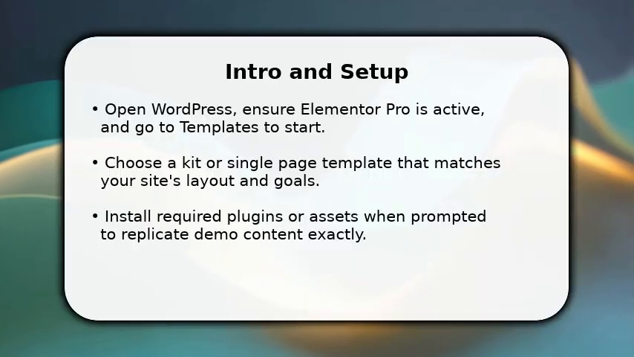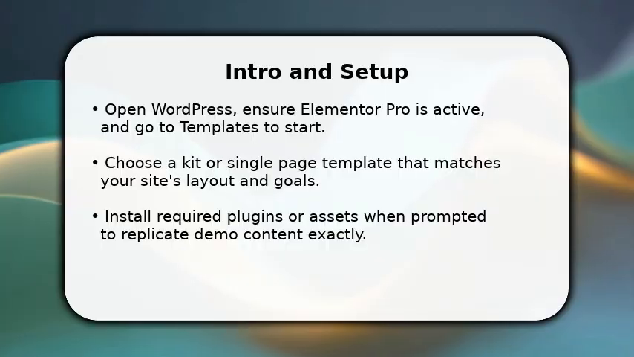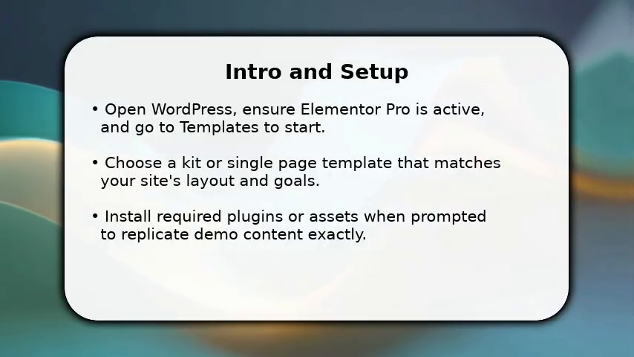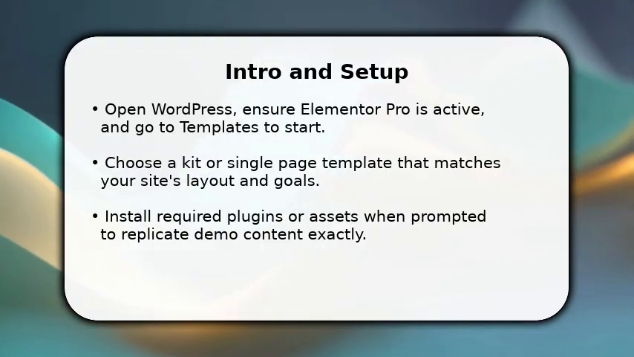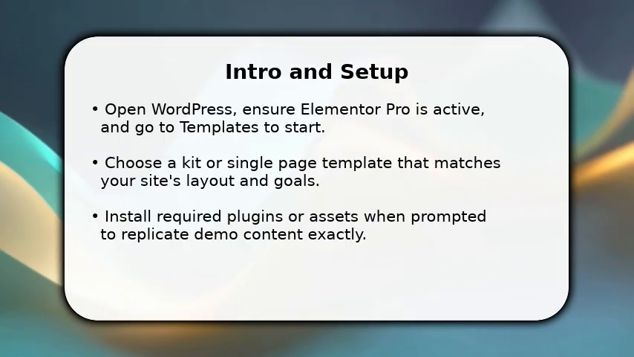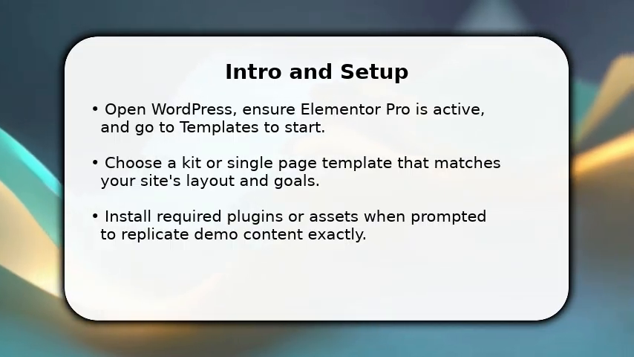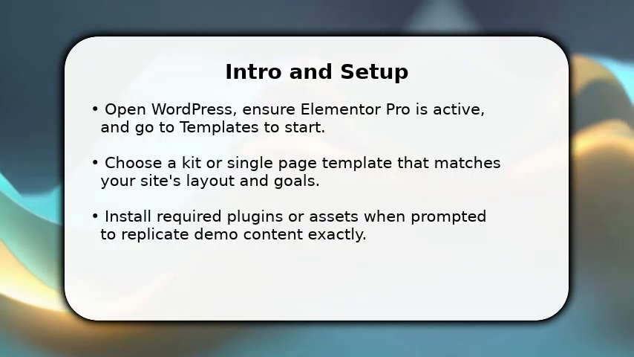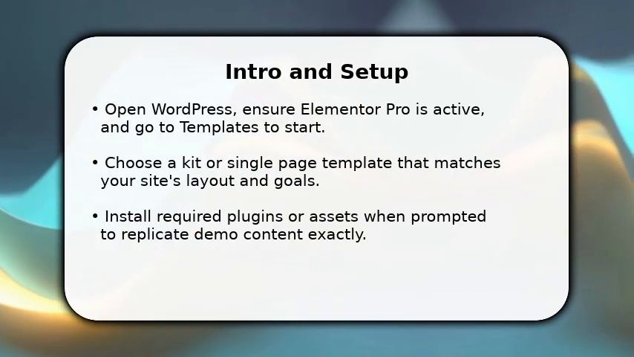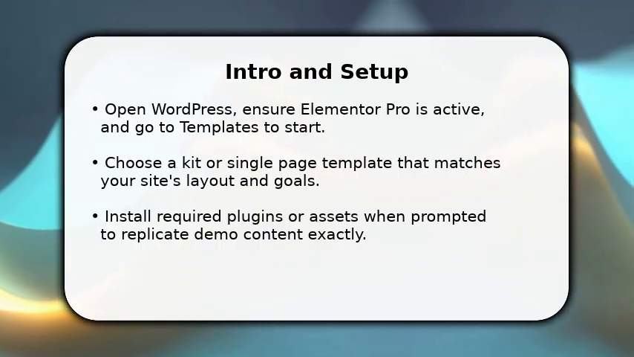In this video, I will show how to use Elementor Pro Templates Easy Guide. Open your WordPress dashboard and activate Elementor Pro, then navigate to Templates to pick a kit or page template. I will walk you through inserting templates, replacing content, and customizing styles so your site looks original. I'll also explain responsive settings, global colors, and how to save templates for reuse, keeping things simple and practical for fast results.